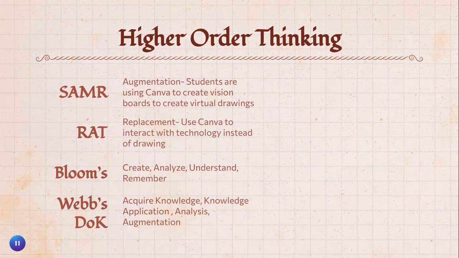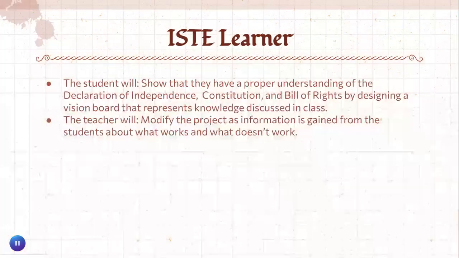So let's move on to higher order thinking. For SAMR, it is augmentation. Students are using Canva to create vision boards to create virtual drawings in a sense. For RAT, we're using replacement. Use Canva to interact with technology instead of drawing. And for Bloom's, it's create, analyze, understand, and remember. And for Webb's DOK, acquire knowledge of application, analysis, and augmentation are being used.